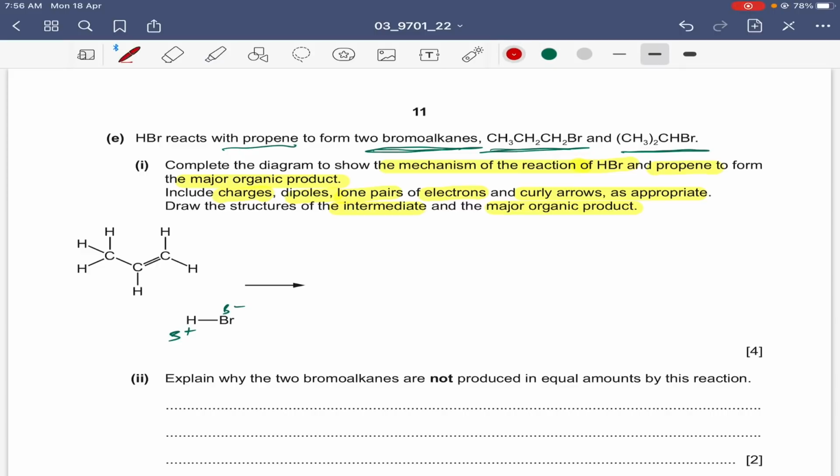So this pi electron density, we have to draw the curly arrow. This pi electron density will attack this hydrogen, the partial positive hydrogen, and these two electrons will be shifted to Br, right? So the structure which we get here is the double bond will break, CH3, CH, CH3, with H, and this is the newly attached hydrogen, and this carbon would be positively charged.